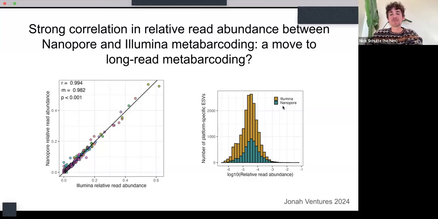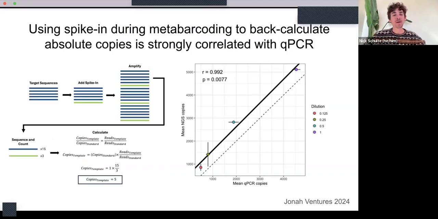And really the differences between Illumina and Nanopore are really low abundance stuff. So by and large, what we've done at Jonah Ventures is actually moved over to Nanopore sequencing instead of Illumina because of its ease, because of its ability to go a bit longer read as well, without sacrificing species detections and sensitivity.